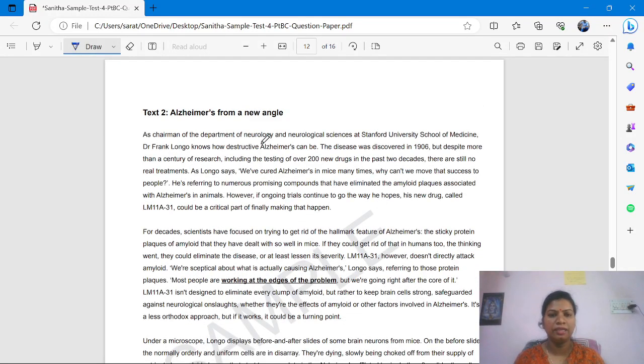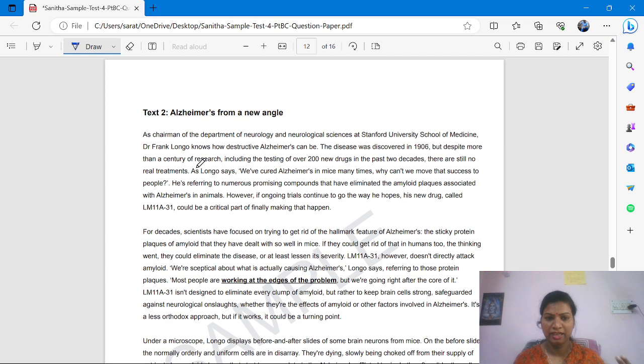As chairman of the Department of Neurology and Neurological Sciences at Stanford University School of Medicine, Dr. Frank Longo knows how destructive Alzheimer's can be. The disease was discovered in the 1900s, but despite more than a century of research, including the testing of over 200 new drugs in the past two decades, there are still no real treatments. Okay, no real treatment. Now linking to the options.